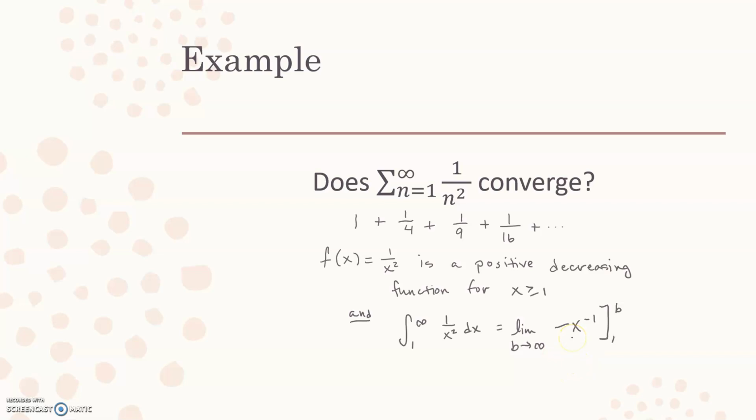All right, so then if I write this out, I have negative 1 over b minus negative 1. And I'm taking the limit as b goes to infinity, and that goes to 1, so it converges, so yes. And the reason is the integral test.